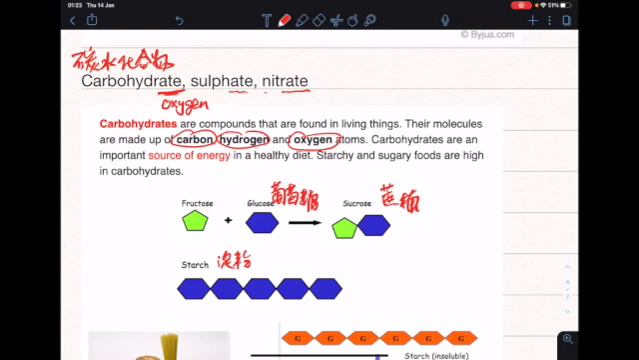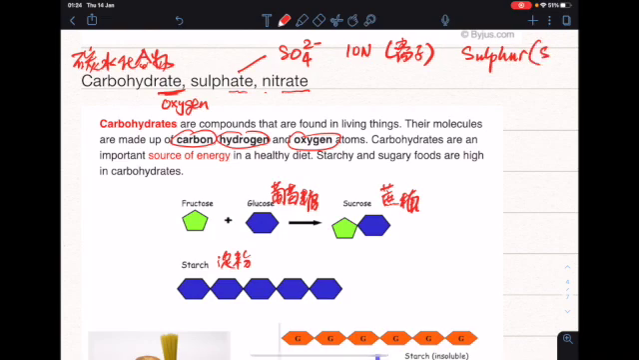Now, for instance, sulfate. Sulfate is SO4 2 minus. It's an ion in chemistry. So that's sulfate. It's not sulfur. S is sulfur. When it's sulfate, it's SO4 2 minus. It's an ion. Nitrate, again, nitrate, NO3 1 minus. You got oxygen. So this ATE means it contains oxygen.